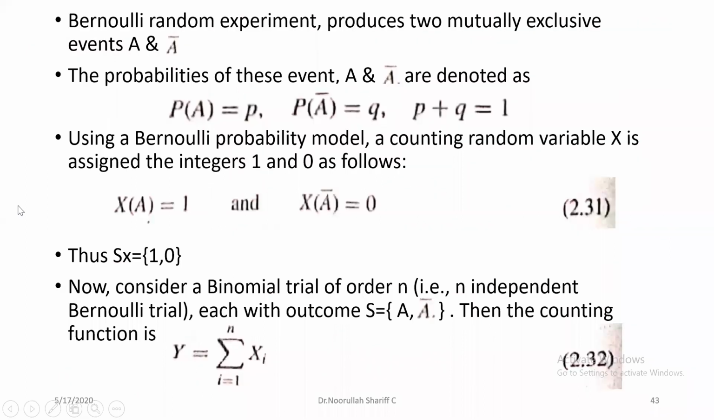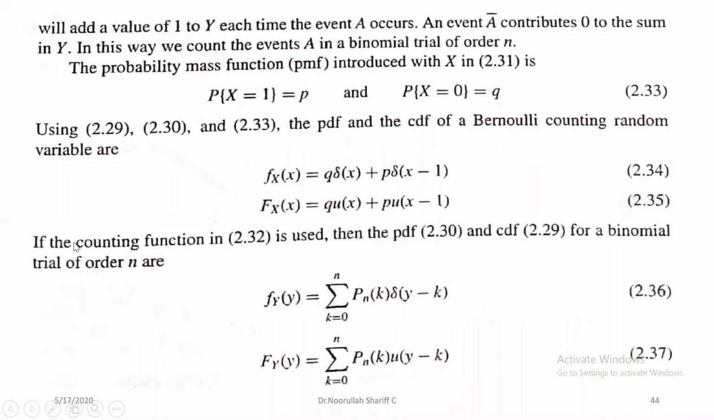So the counting function adds a value of 1 to Y each time the event A occurs. The event A bar contributes 0 to the sum in Y. In this way, we count the event A in a binomial trial of order n.